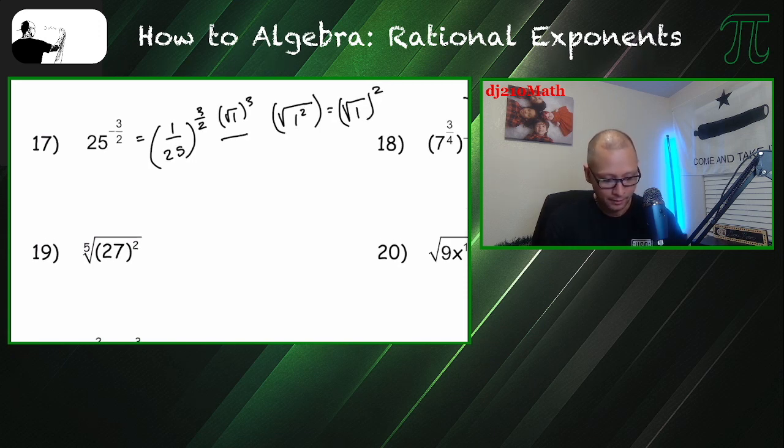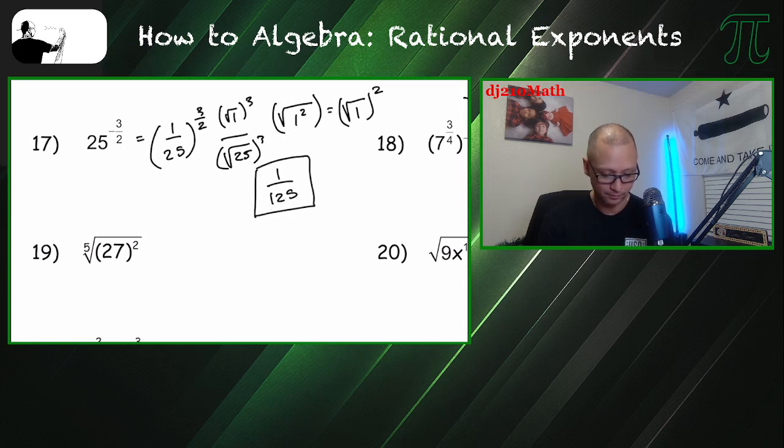And then particularly on this next part, you're going to take the square root of 25, because that's the root, and we're going to cube it. So we're going to get 1 over, square root of 25 is 5, and 5 cubed is 125. So that is the answer here.